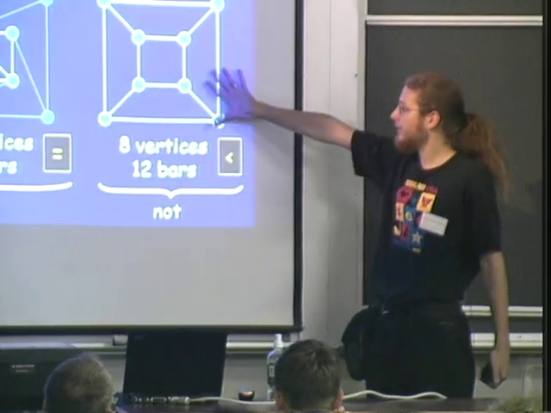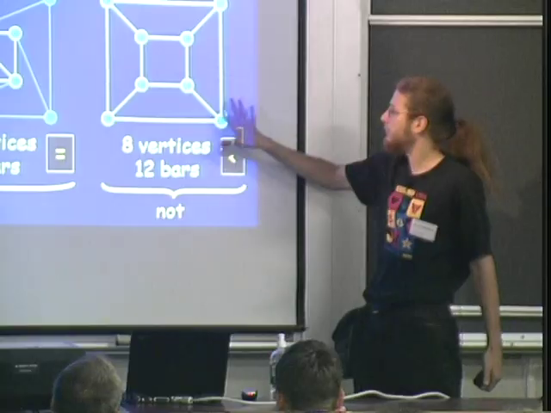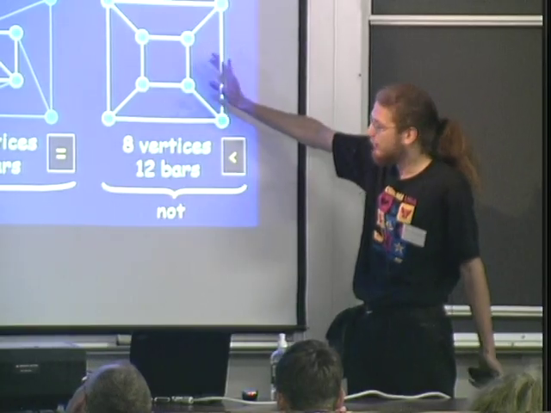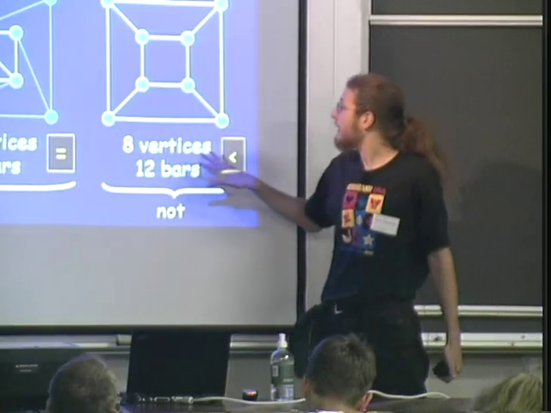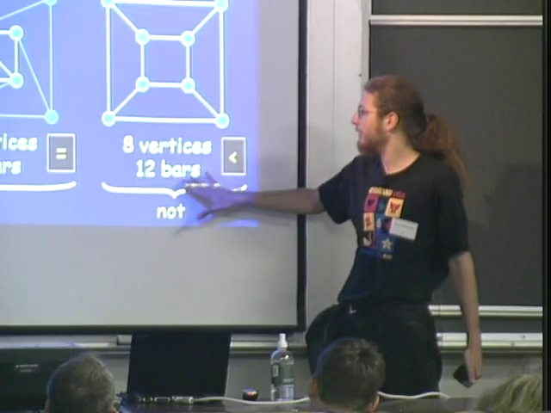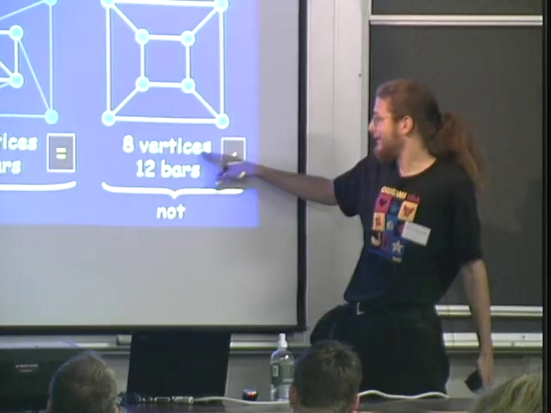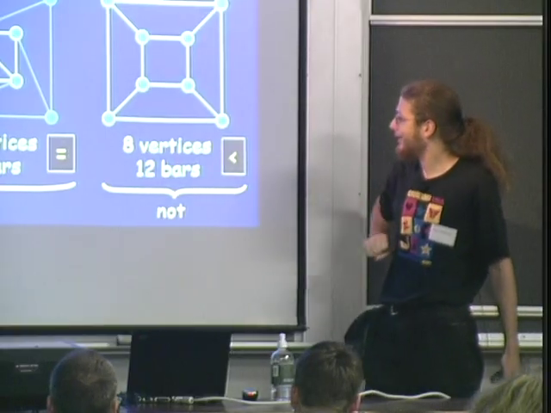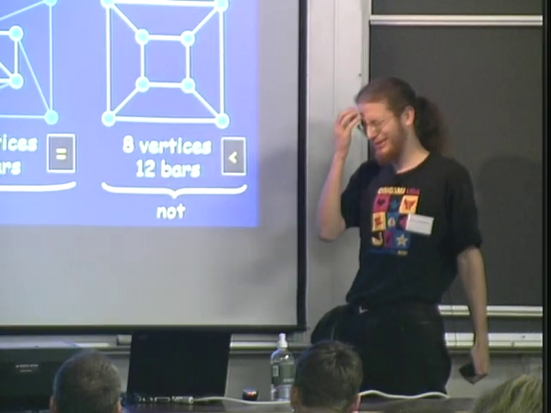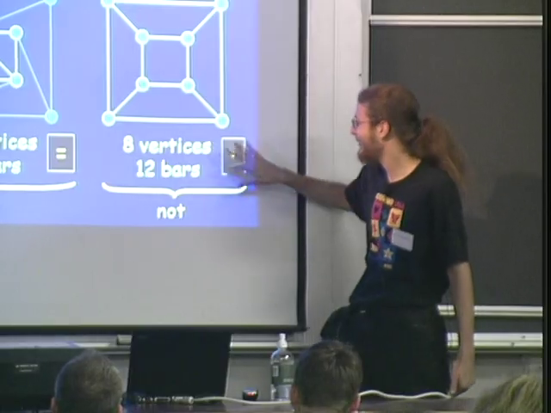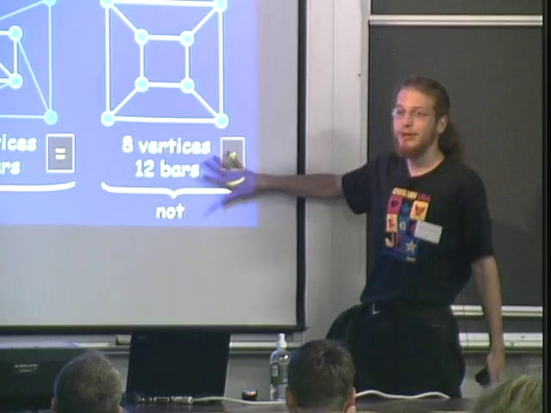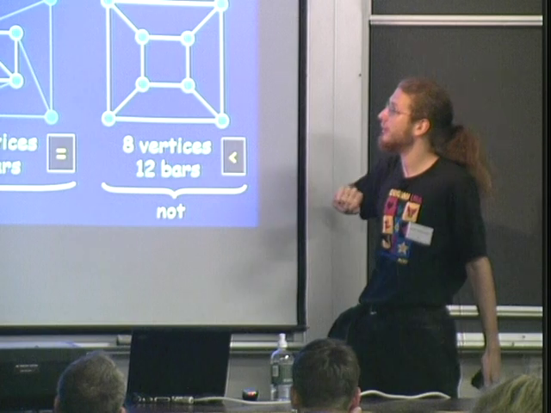On the other hand, if you take this graph from the last slide, which was not generically rigid, but in this configuration it was, it doesn't have 2n minus 3 bars. 2n minus 3 should be 15. Right? I can still multiply. 13, thank you. So it doesn't have enough bars. And so it's definitely not generically rigid.